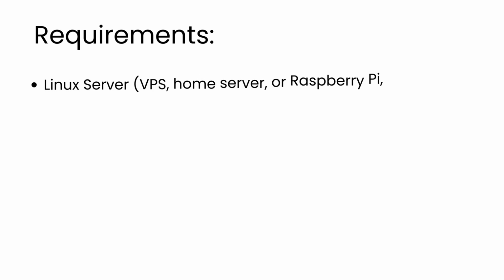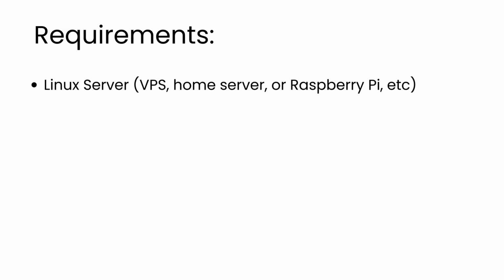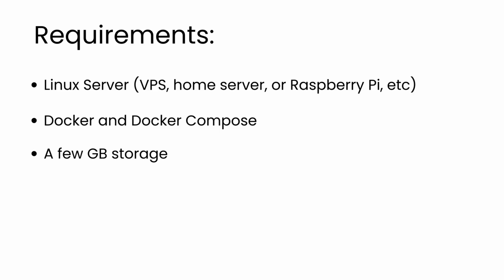Alright, so what do you need to run ArchiveBox? A server running Linux. This could be a VPS, a home server, or even just a Raspberry Pi if you're okay with things being a bit slower. Docker and Docker Compose. This will make setup super simple. Check my video about Docker installation if you don't have it installed yet. At least a few gigabytes of disk space. The more you archive, the more storage you'll need. If you're planning to archive a lot of media-heavy sites, definitely set aside some serious storage. Okay, with that out of the way, let's set it up.